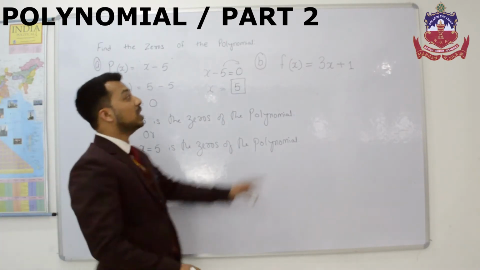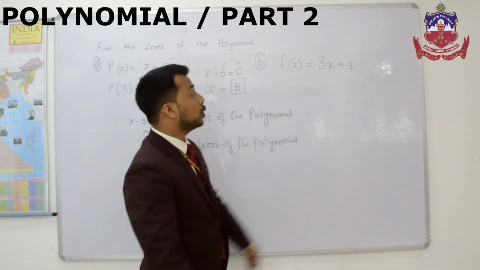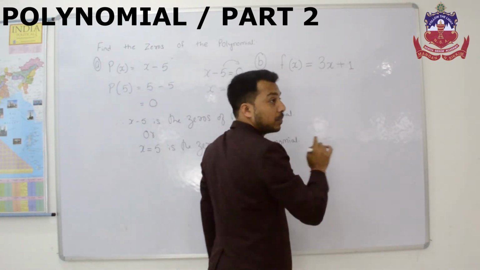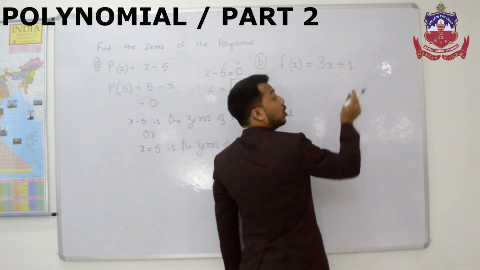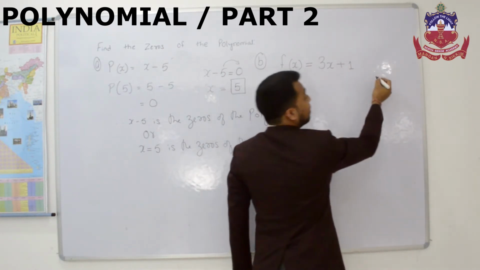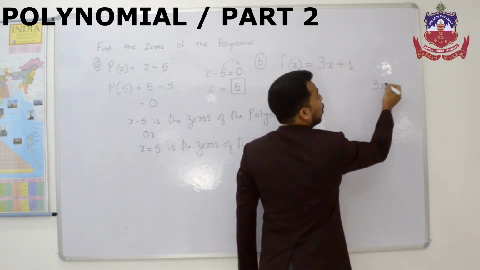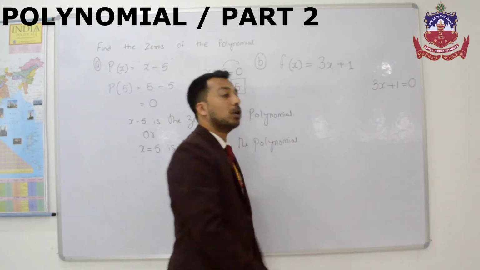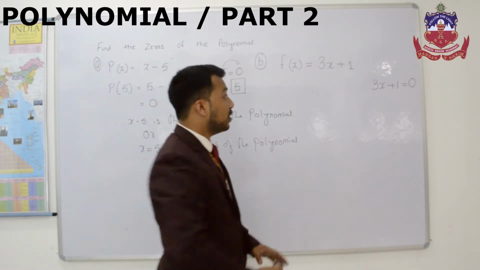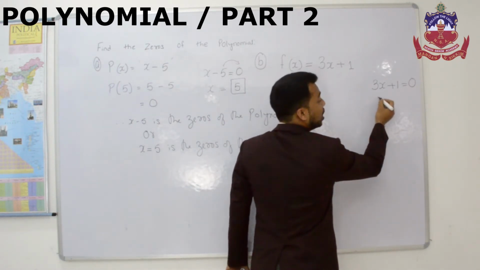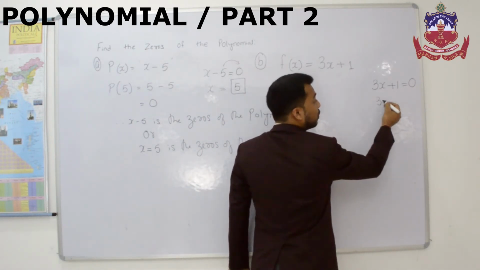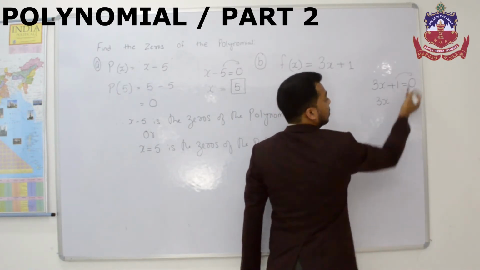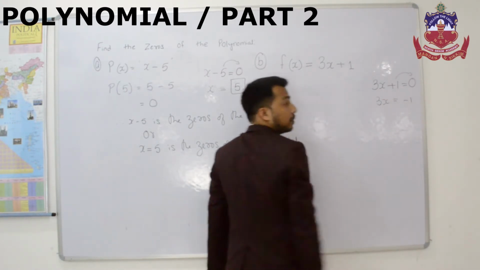Now, let us go to the second question. In the second question, what we have is f(x) equals to 3x plus 1. The first thing that we are going to do, in order to find the zeros, is write the given polynomial as an equation which is equals to 0. After that, you will find the value of the variable. So, in order to find the value of x, first let us take the 1 to the other side, which will go as minus 1.